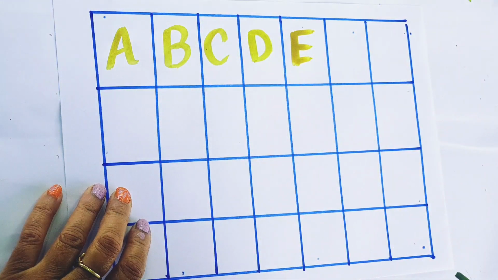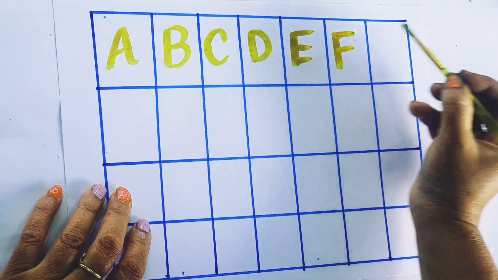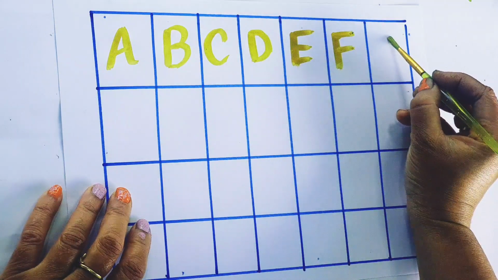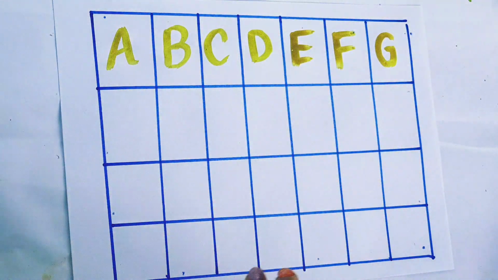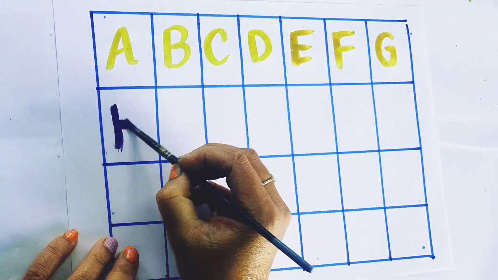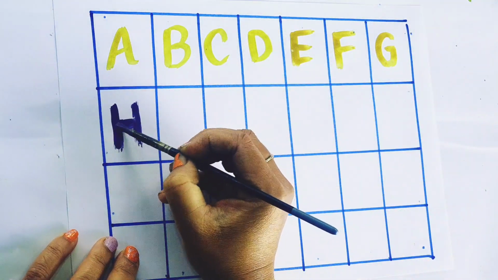E. E for egg. E for eggplant. F. F for frog. F for fish. G for goat. G for girl. H for house, purple color. H for hand.